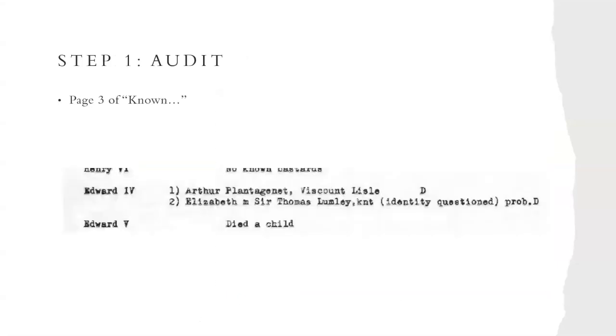For step 1 for the audit, when I did an audit of the known bastards, Elizabeth was listed as a probable daughter in the list of known bastards of Edward IV. It also stated that she married Sir Thomas Lumley.